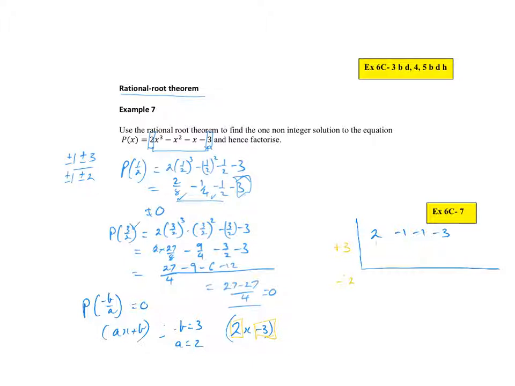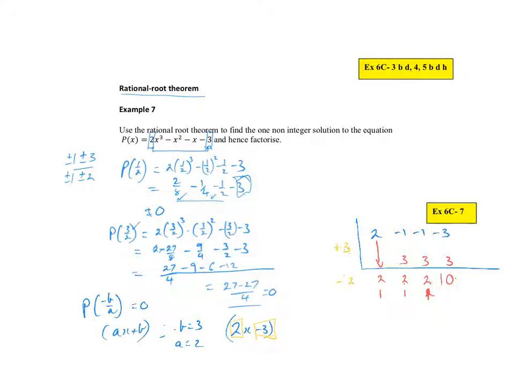Bring the 2 down. 2 divided by 2 is 1. 3 times 1 is 3. Add them together. Negative 1 plus 3 is 2. 2 divided by 2 is 1. Times by 3 is 3. Add them together. It's nice numbers, aren't they? 2 divided by 2 is 1. 3 times 1 is 3. Add them together, I get 0.